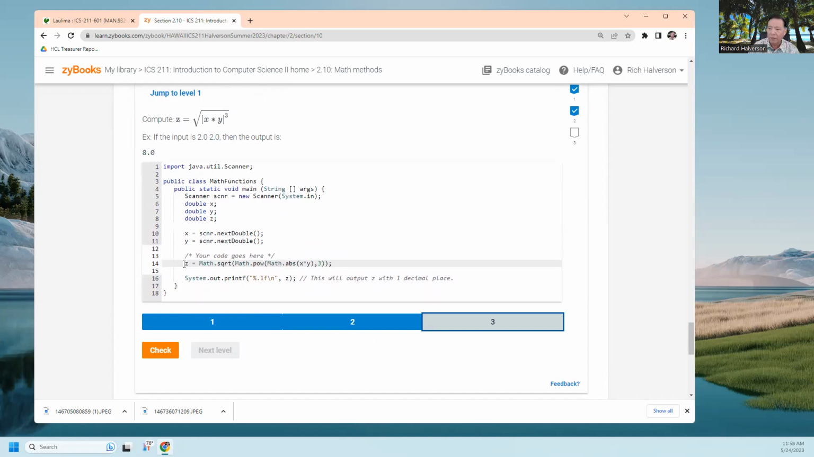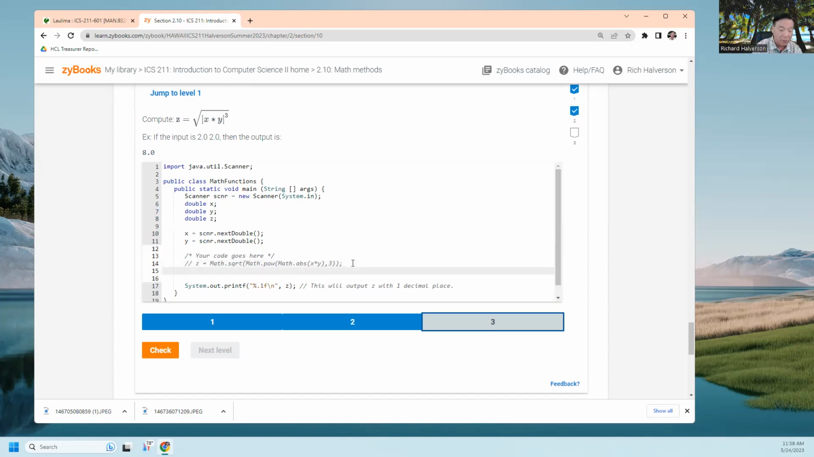But I'm going to try something different, okay? I'm going to be fancy. I'm such a smart math guy. I'm going to say z equals Math.sqrt, granted I'm so smart to reduce that. But then I'm going to say x times y absolute value. That means it's going to be positive, whatever x and y are. Whatever x times y is, it's going to be a positive number. And then we take that to the third power. Okay.